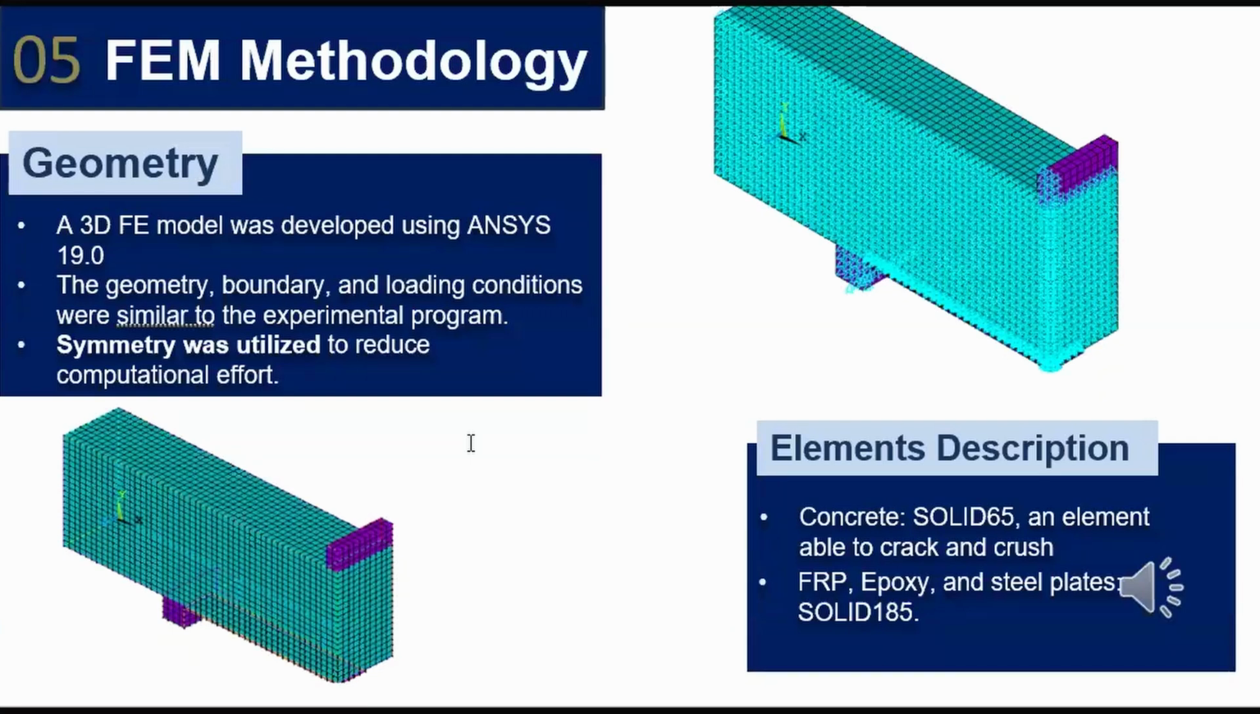We developed a 3D finite element model using ANSYS 19. The geometry of the model was designed to replicate the experimental setup as closely as possible, including boundary conditions and loading scenarios. By using this model, we were able to reduce the computational effort by modeling only a quarter of the beam using symmetry. And for modeling concrete elements, the element SOLID65 has been defined, and this element is able to crack and crush. And for FRP and epoxy, SOLID185 has been defined.